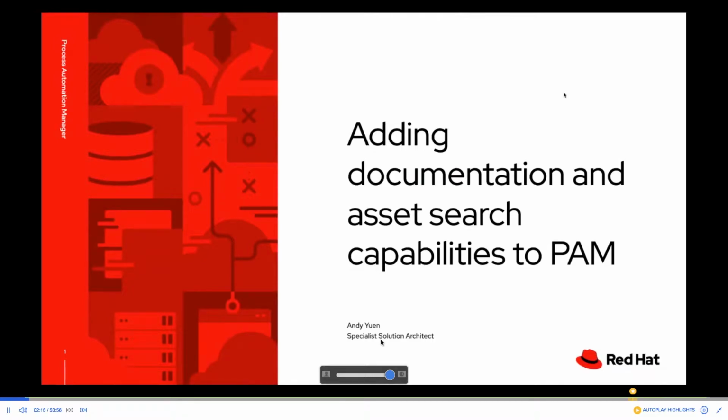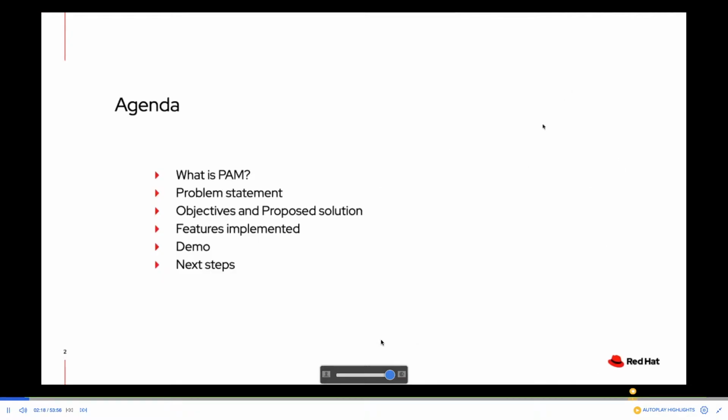Here is the agenda. First of all, I'm going to give you a little bit of context, describing the capabilities of PAM, followed by the problem statement and my objectives and proposed solution for this particular problem. And then I'm going to tell you about the features that I have implemented in this prototype. I'm calling it a prototype because it's not the final version. There are lots of things that can be improved. And finally, I'm going to give you a demo. It will illustrate the value added to PAM by this particular web application that I've created.